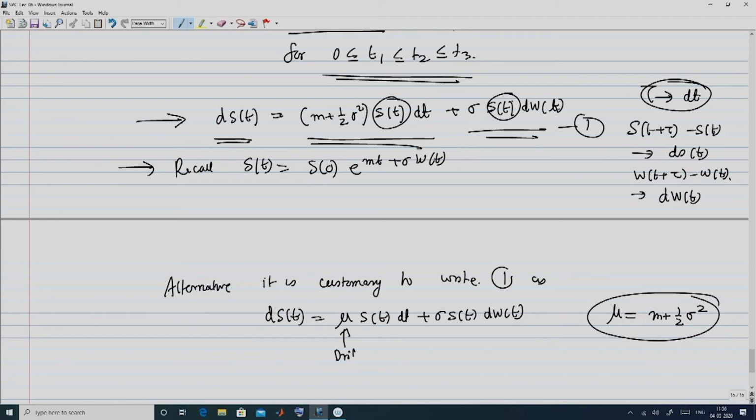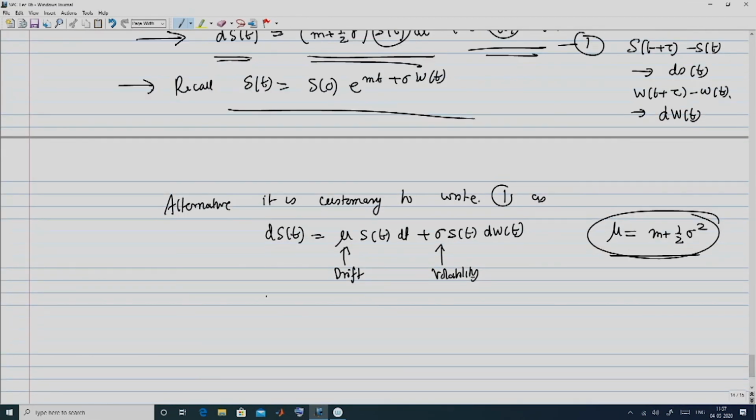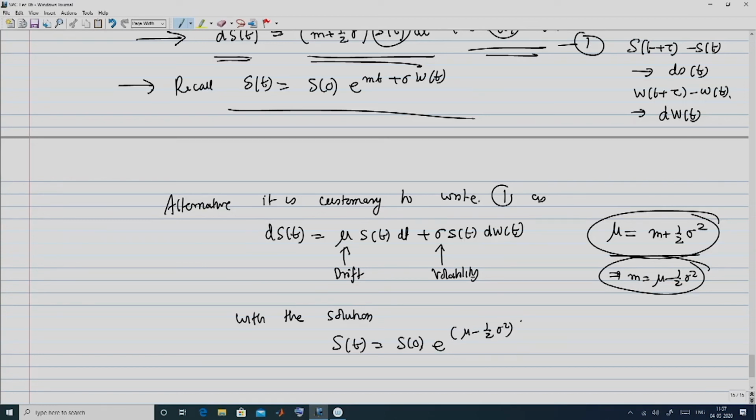Many times this is called the drift and this is called the volatility of the asset. So, once you choose m plus half sigma square equal to mu, the second relation accordingly becomes, so this has the solution S(t) is equal to S0, and m is equal to mu minus half sigma square. So, this is e raised to mu minus half sigma square into t plus sigma W(t). This is an example of what is known as the stochastic differential equation.